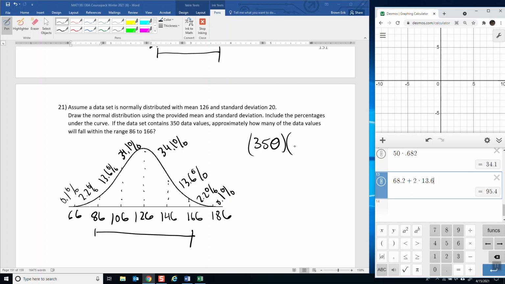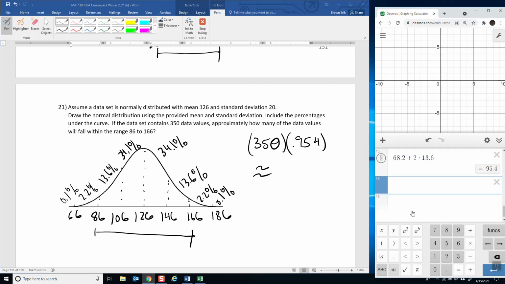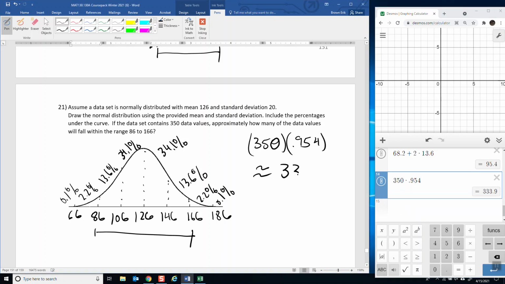So that's 95.4% of all data values fall in there based on the approximations we're using. So we just need 350 times 0.954. Remember when we learned how to find a percent? So I think, well, this isn't approximate, this is exact. I think we would round this to 334 data values. I think we would guess that.